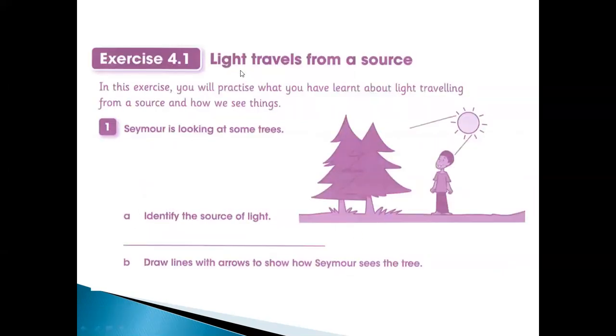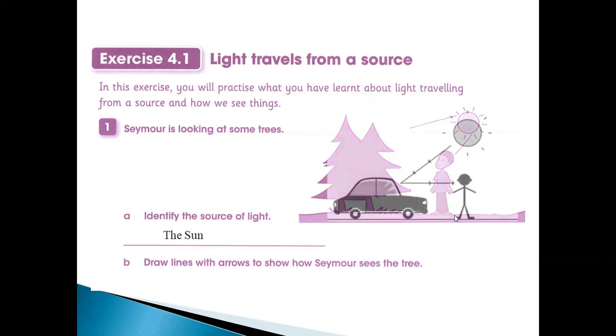Exercise 4.1, light travels from a source. Identify the source of light. Obviously there is the sun. You can write here sun. Draw a line with an arrow to show how Simon sees the tree. Obviously, you can see this is a source of light on the tree, and then from here you can make it go to the eyes of the guy. So like this, you can see the tree or something in front of him.